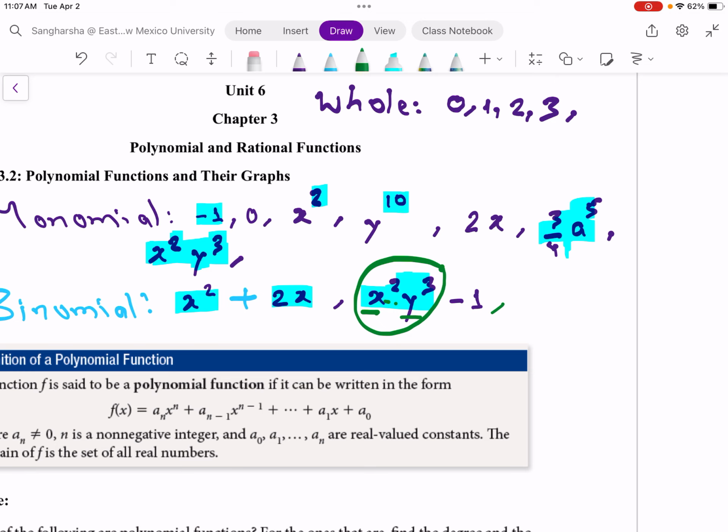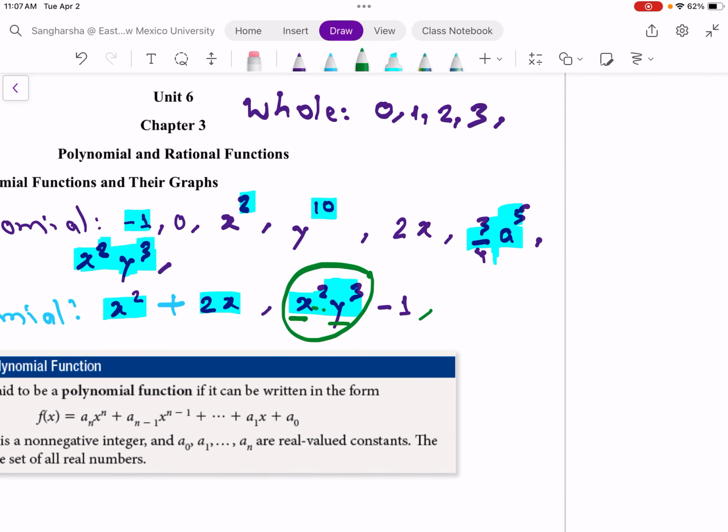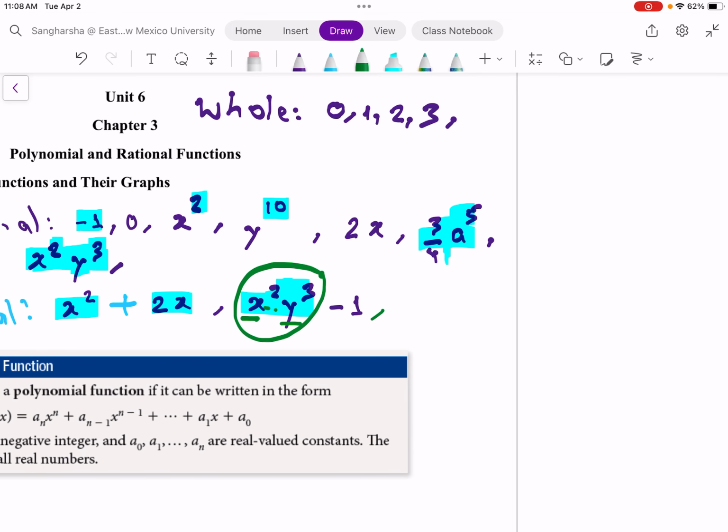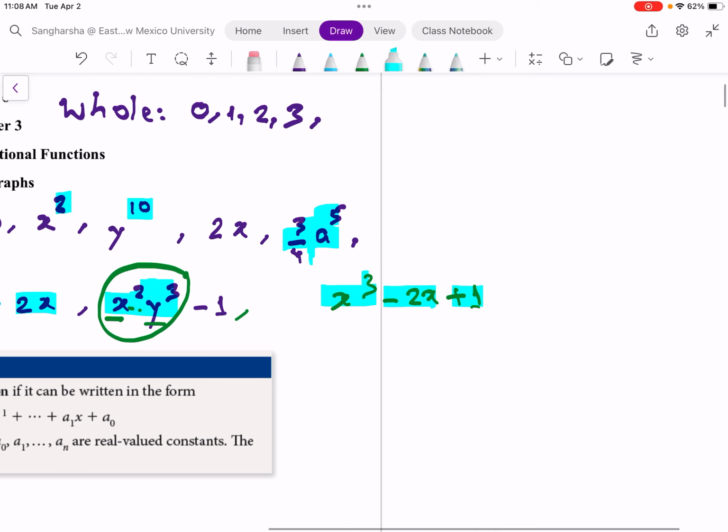Okay, so let's take 3 monomials. So we have, like, x cube negative 2x plus 1. So these are the 3 terms here. x cube is 1 term, negative 2x is the second term, and plus 1 is the third term. These 3 terms are connected by plus or minus, and if this is the case, we call this expression a trinomial.